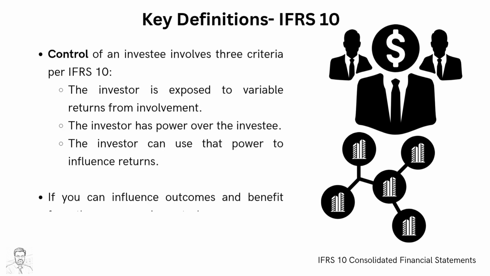All right, next we have control of an investee. IFRS 10 says an investor controls an investee when three things happen. Number one, the investor is exposed or has rights to variable returns from its involvement. Number two, the investor has power over the investee. And number three, the investor can use that power to affect those returns. So yeah, if you've got the ability to influence outcomes and also benefit from them, you're in control.